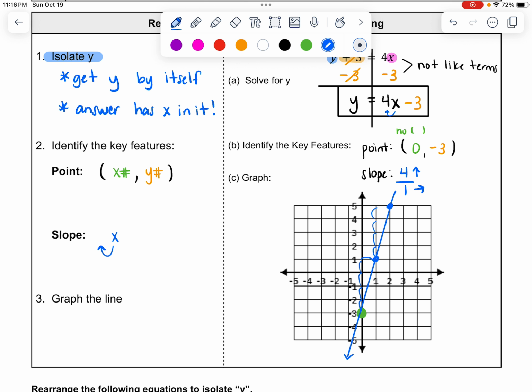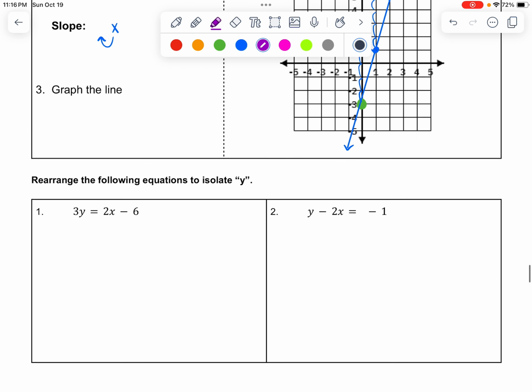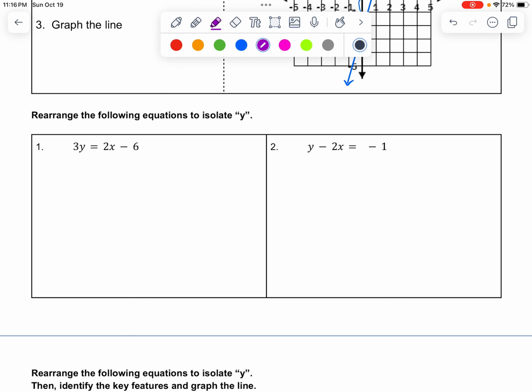Now again, the new skill we're learning today is this part up here. It's getting the y by itself. But the reason we're learning that skill is that once we have y by itself, we can then graph that line using the strategies that we learned in our previous unit. What we're going to do first in these notes is we're going to do 2 problems where we're just going to practice the new skill, the getting y by itself skill.